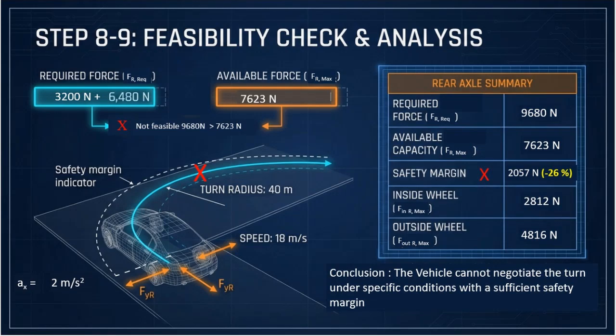We check whether the vehicle can safely negotiate the turn. First, we identify the maximum lateral force the rear axle can generate. This is the sum of the maximum forces from both rear wheels, giving 7,623 newtons. Next, we compare this with the sum of required rear axle lateral force and the rear axle longitudinal force, which is 9,680 newtons. Since the required rear axle lateral force is greater than the maximum lateral force the rear axle can generate, the available tire grip is insufficient. In conclusion, the rear tires are saturated, and the vehicle cannot successfully negotiate the turn under the given conditions. This feasibility check confirms the same.